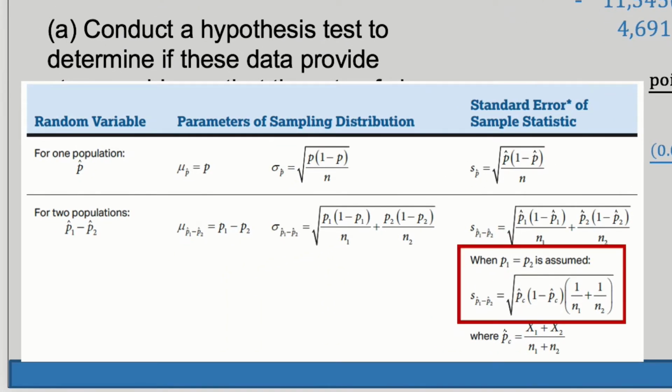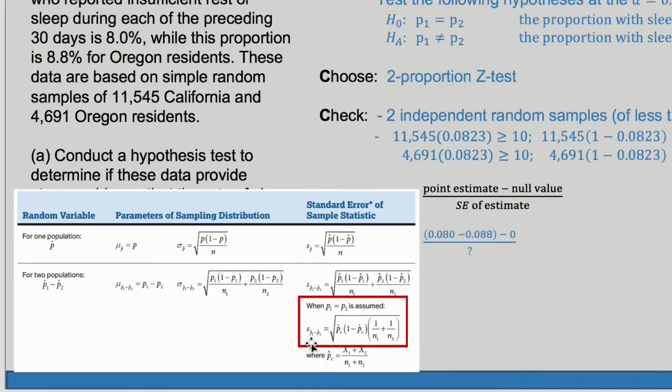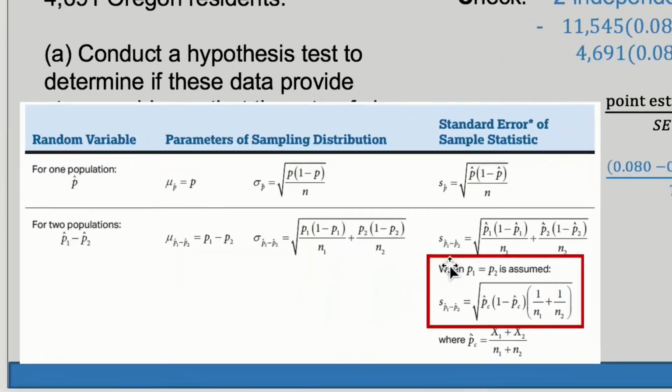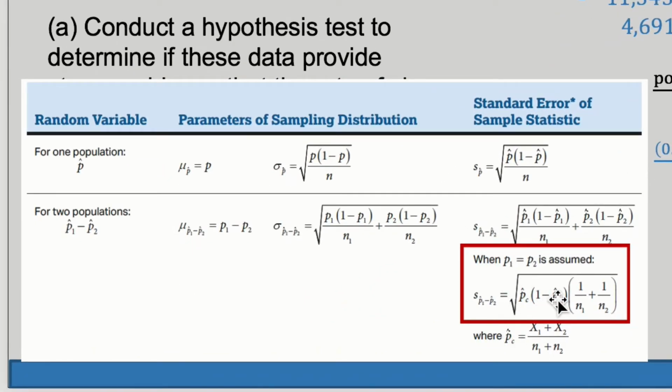And what we see here is that when p1 and p2 are assumed to be equal, then we're going to use this form for the standard error. And that's in fact what our hypothesis test is doing. In a hypothesis test, we assume H sub 0 is true, and so we assume here that p1 equals p2 and then proceed. Because we're assuming p1 equals p2, we're going to use this for the standard error.